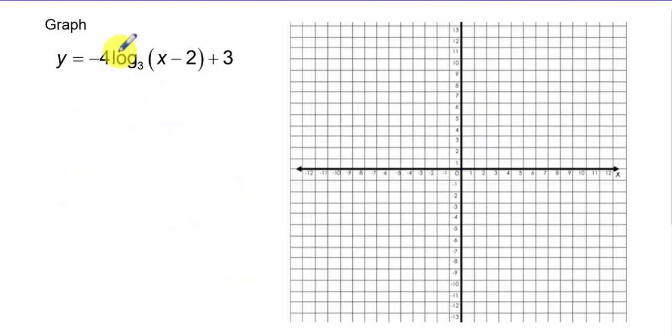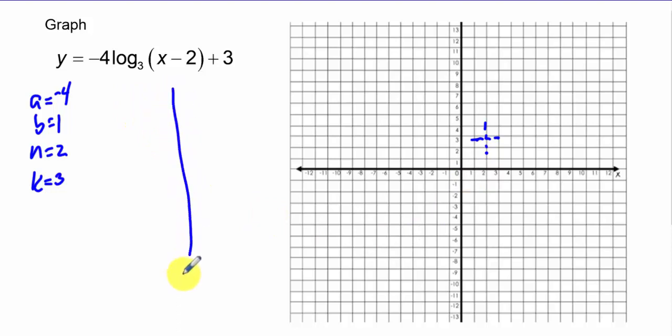Now we're going to add a k, and we're going to make our a value a negative, so that should flip the graph over the x-axis. We have a equaling negative 4, b is 1, h is 2, k is 3, go over 2 and up 3. That's going to be my new origin.